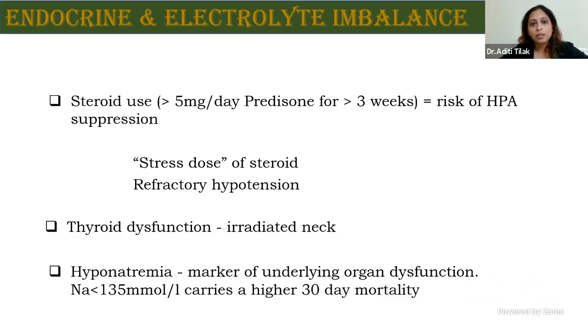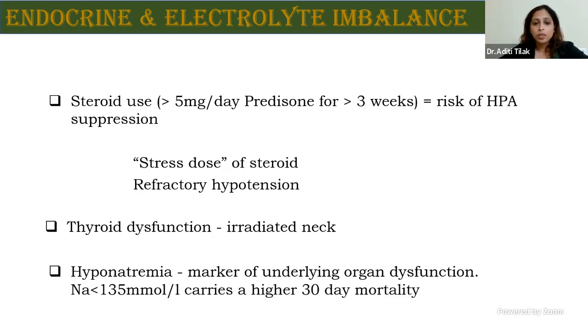We'll come to the electrolyte and endocrine abnormalities which are seen in the onco patients. Since steroids form a part of most cancer treatments, they are either used in the primary chemotherapy regimen or they are used to prevent nausea vomiting that is associated with chemotherapy. So we expect that anyone who has had more than 5 mg per day of prednisone for more than 3 weeks or an equivalent dose for more than 3 weeks is at risk of hypothalamic-pituitary axis suppression. These patients will need a stress dose of steroid preoperatively.